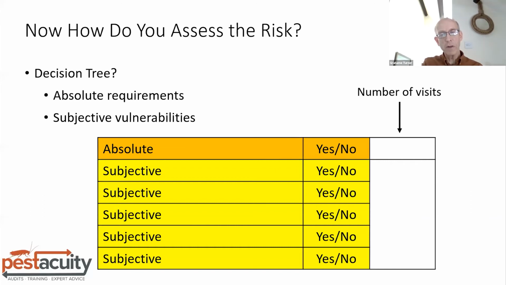But it might be that if you've got 2 more subjective vulnerabilities, then you recommend they go up to 2 visits a year. If they've got 4 more subjective vulnerabilities, then perhaps they go up to 4 visits a year. So, you can adjust it that way. And the same with, say, the number of visits for rat monitoring. There might not be any absolute ones there, so all subjective, but you might have a lot more subjective vulnerabilities. So you decide how many of those are appropriate to mean a certain number of visits per year, which might take you up to 52 visits a year, weekly visits, if you've got a really vulnerable site.